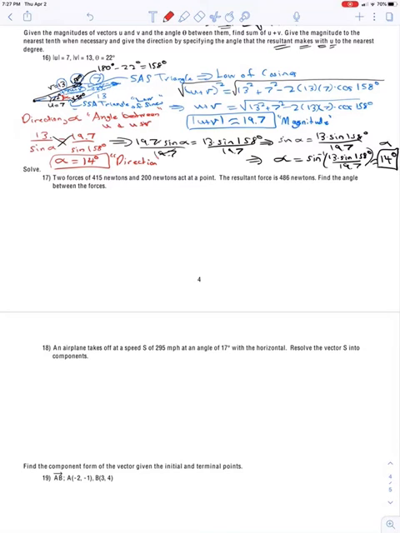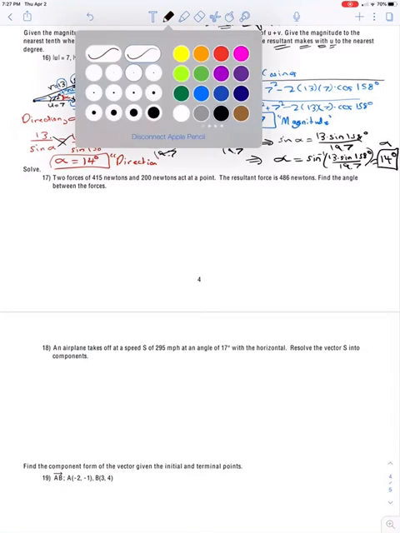Let's do one more. Let's take a look at number 17. It says two forces of 415 newtons and 200 newtons act on a point. The resultant force is 486 newtons. Find the angle between these forces. All right, well, let's draw a picture of this. So we'll go ahead and draw a quick sketch of what we're given.